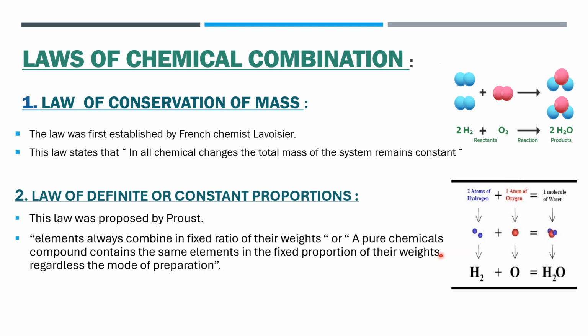Understand? A pure chemical compound contains the same elements in a fixed proportion. The elements, with their own mass or atomic number and their ratio, will be fixed in the product. So this is what the law of definite or constant proportions says. There is no variation in their ratio before the reaction and after the reaction.